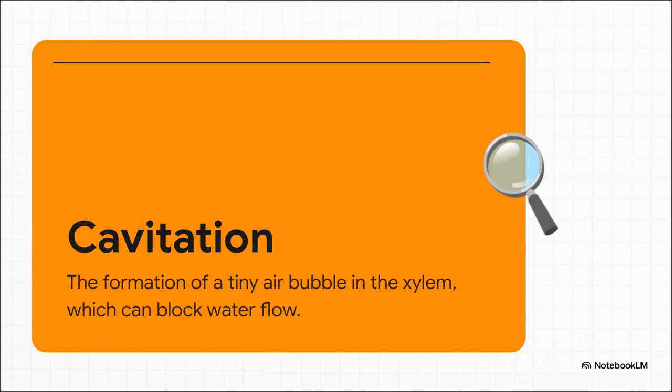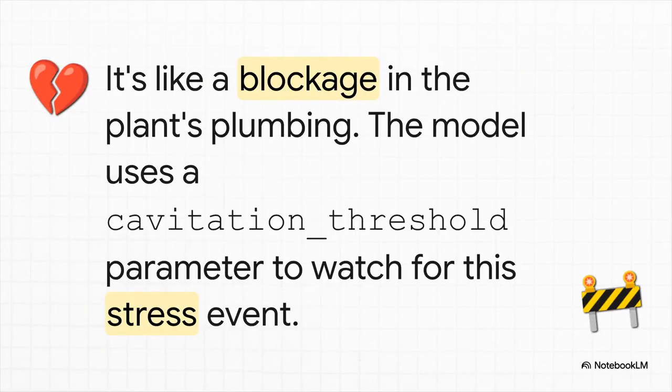But what happens if those pipes get a blockage? Because under really extreme stress, something bad can happen. A tiny air bubble called a cavitation can actually form inside the xylem. And the xylem, remember, are the tubes that carry the water. And this is a really big deal. A cavitation is basically like a heart attack for the plant's plumbing. It can severely block the flow of water.